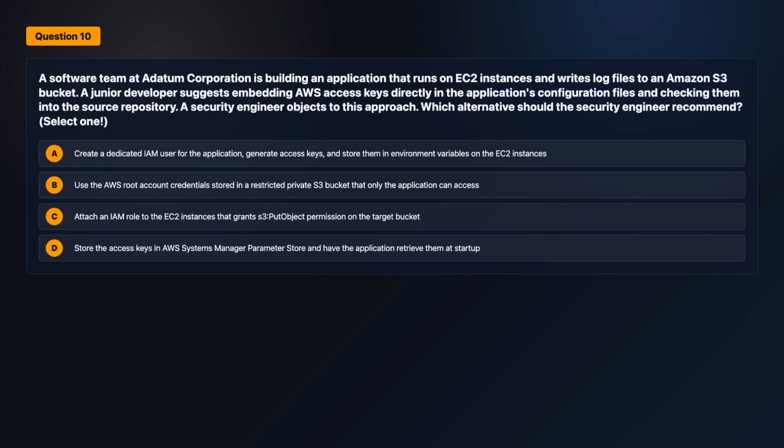Now, question 10. Picture the scenario first. A software team at Adatum Corporation is building an application that runs on EC2 instances and writes log files to an Amazon S3 bucket. A junior developer suggests embedding AWS access keys directly in the application's configuration files and checking them into the source repository. A security engineer objects to this approach. Which alternative should the security engineer recommend? Select one. Review the answer choices on screen.